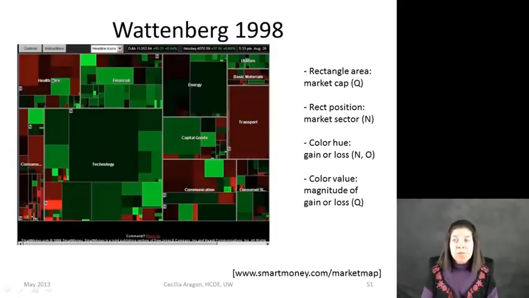Finally, the magnitude of the gain or loss, which is quantitative data, is represented by the color value. So you can see that the brighter the green, the greater the gain. Similarly, the brighter the red, the greater the loss.